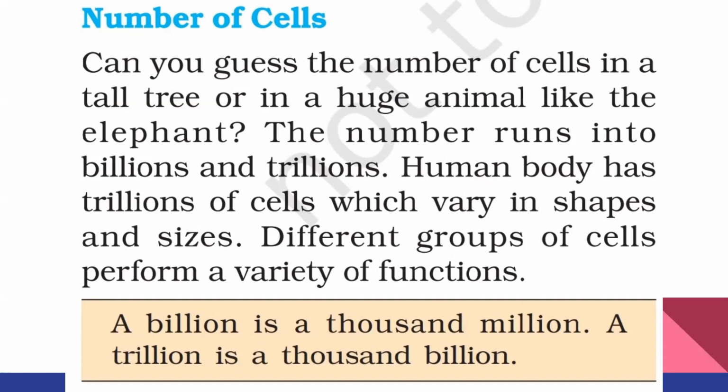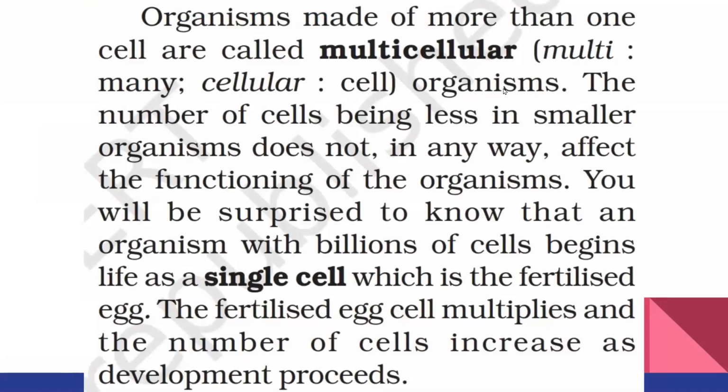Now we are going to learn how we can classify the organisms on the basis of number. So we can say that on the basis of number of cells, the organisms can be classified into two groups, that is multicellular organisms and unicellular organisms. Now this is the paragraph given in your textbook, which I am going to read. Just have a look.